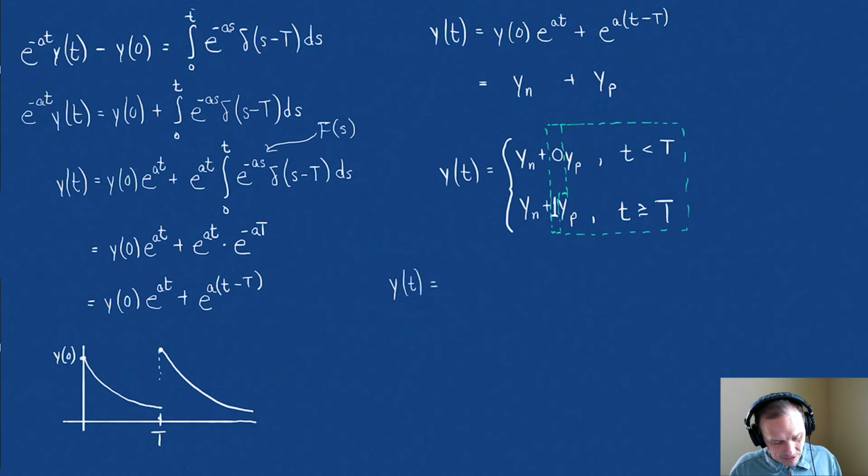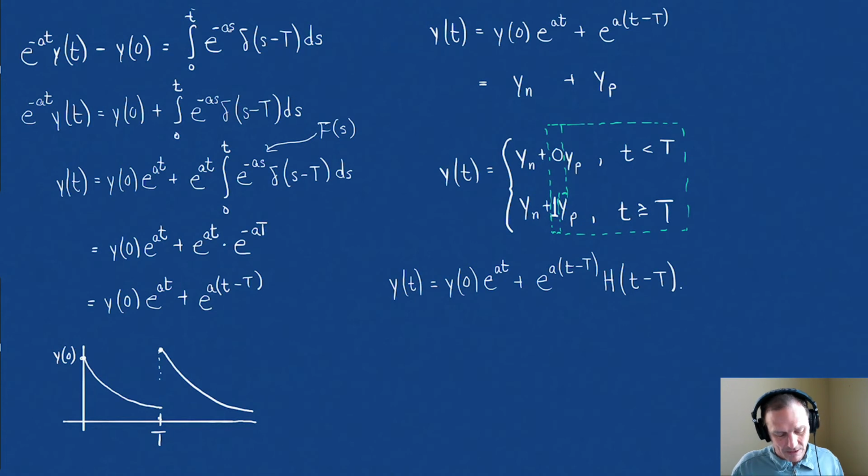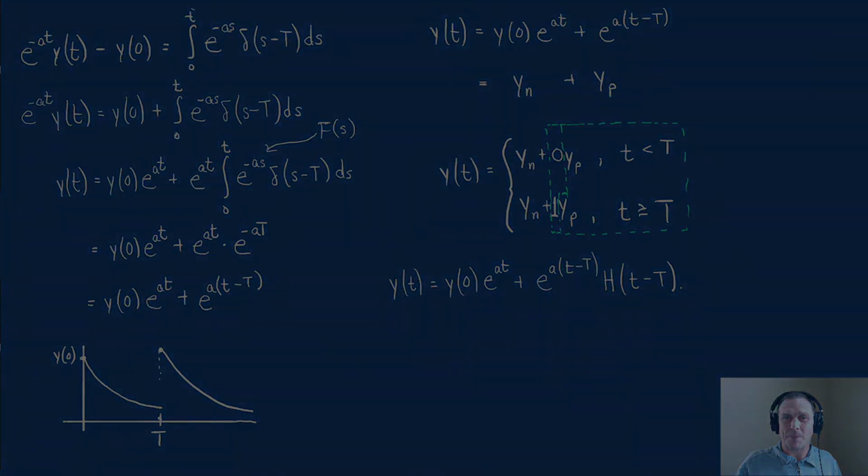y of t is the null solution, e to the at, plus our particular solution, e to the a(t minus capital T), times the Heaviside function that turns it on at capital T. And that would be the solution to the instantaneous input, and that is contributed by the delta function.